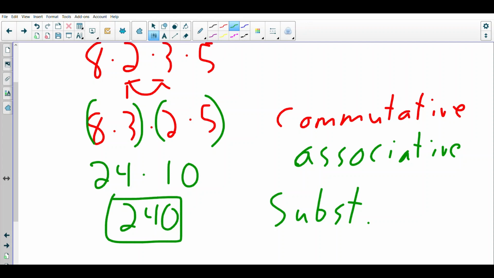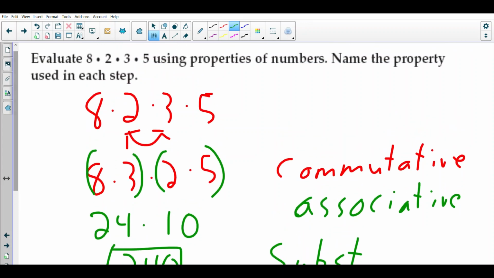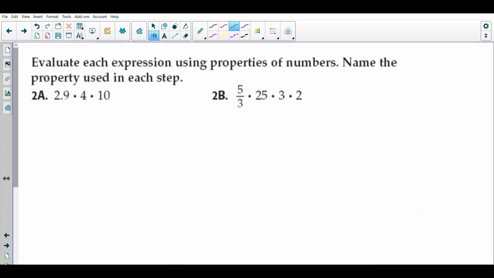So see how it can make things really easy? Because if we would have started doing 8 times 2, that would give us 16, and then 3 times 5 is 15, and then you get 16 times 15. That's not as easy to do in your head as 24 times 10. So same thing, but we're not going to name the steps in this one. We will name them out loud.